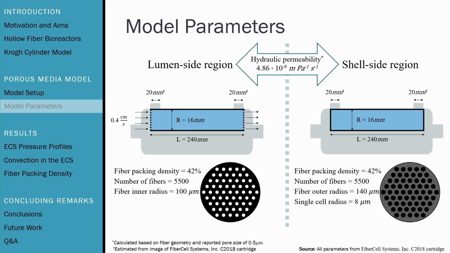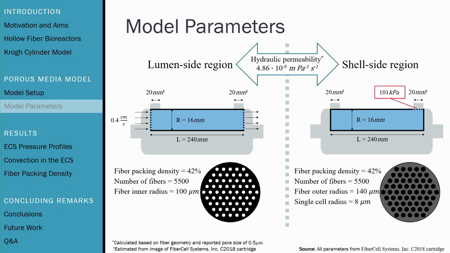All parameters used in this work were taken from a commercially available hollow fiber bioreactor from FiberCell Systems. And to be clear, this diagram highlights the concept of splitting a single bioreactor into two distinct regions. So this is one bioreactor showing how the lumen side region has its own distinct porous media parameters and boundary conditions, and the shell side region also has its own corresponding set of parameters.